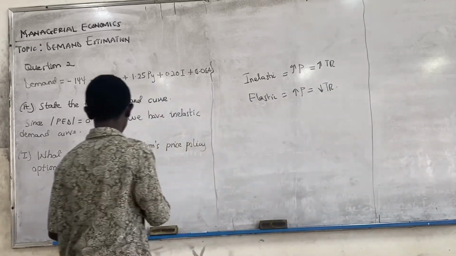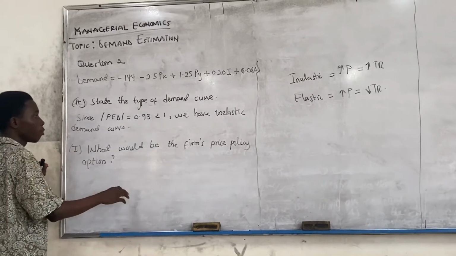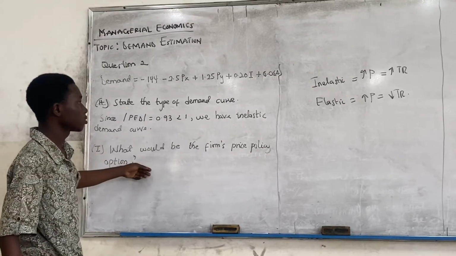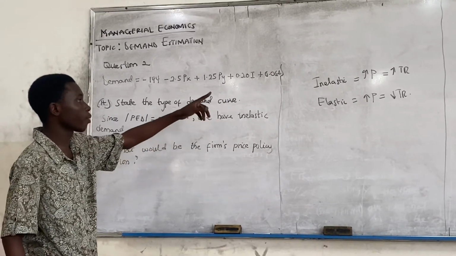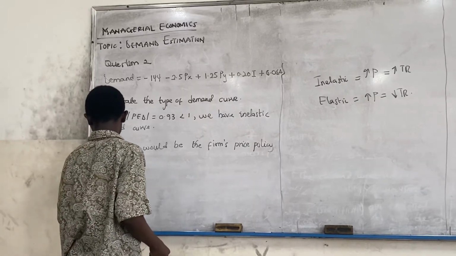So we have inelastic. What would be the firm's pricing policy? The pricing policy for the firm would be based on inelastic demand: an increase in price leading to an increase in total revenue.